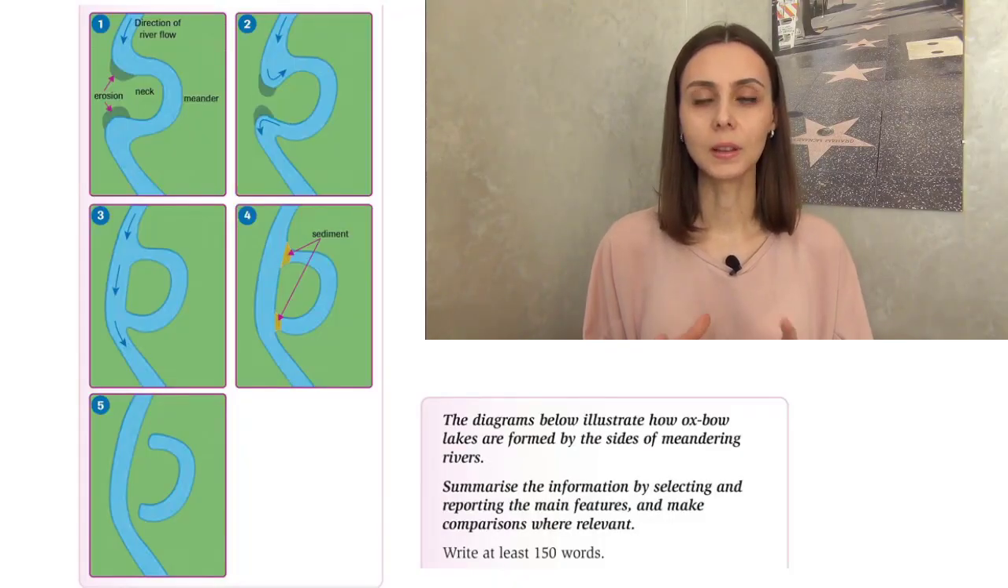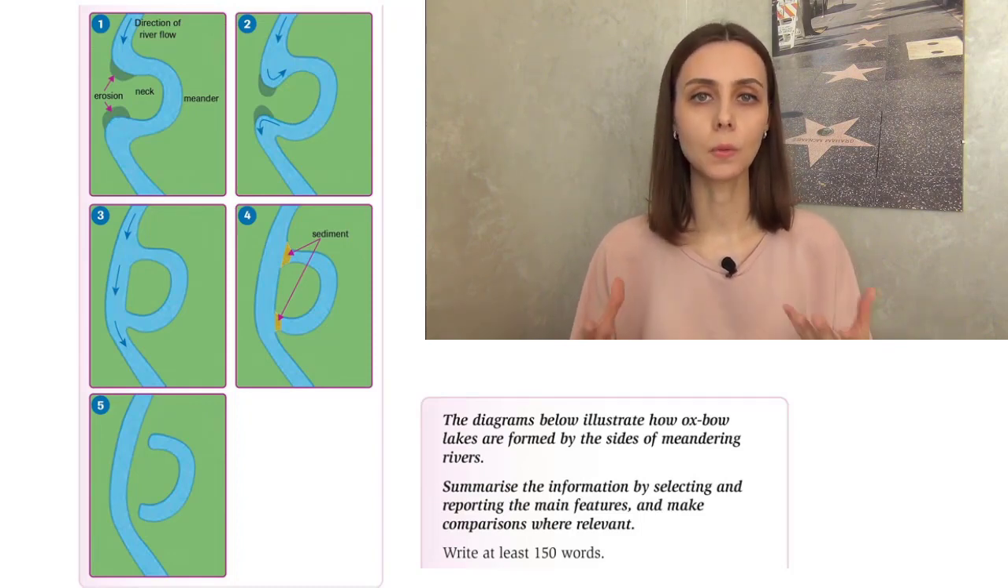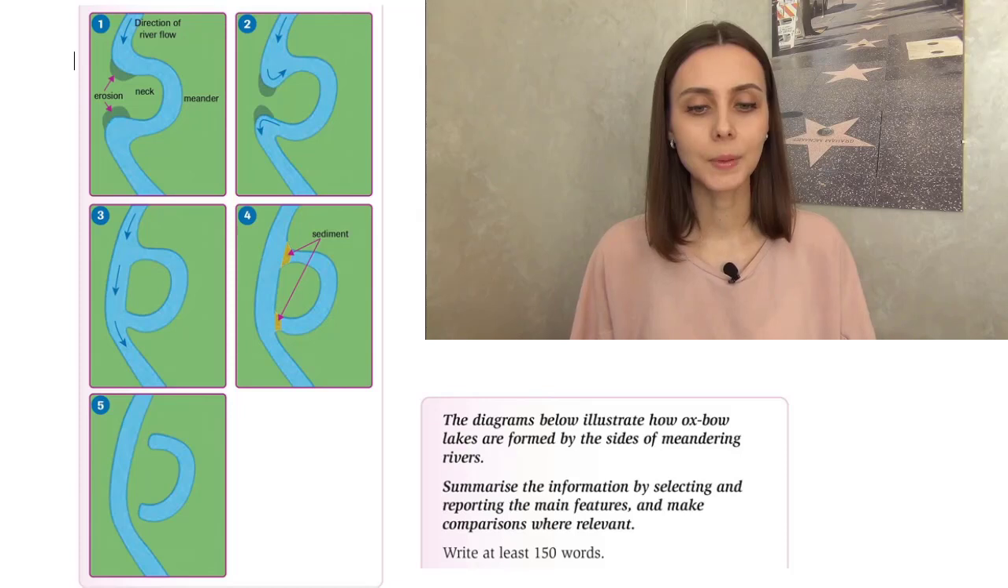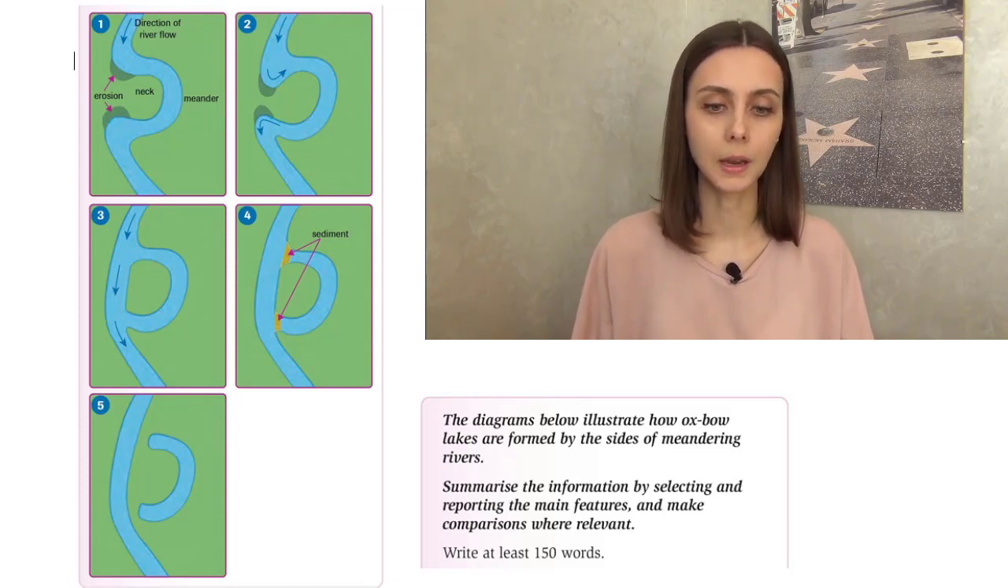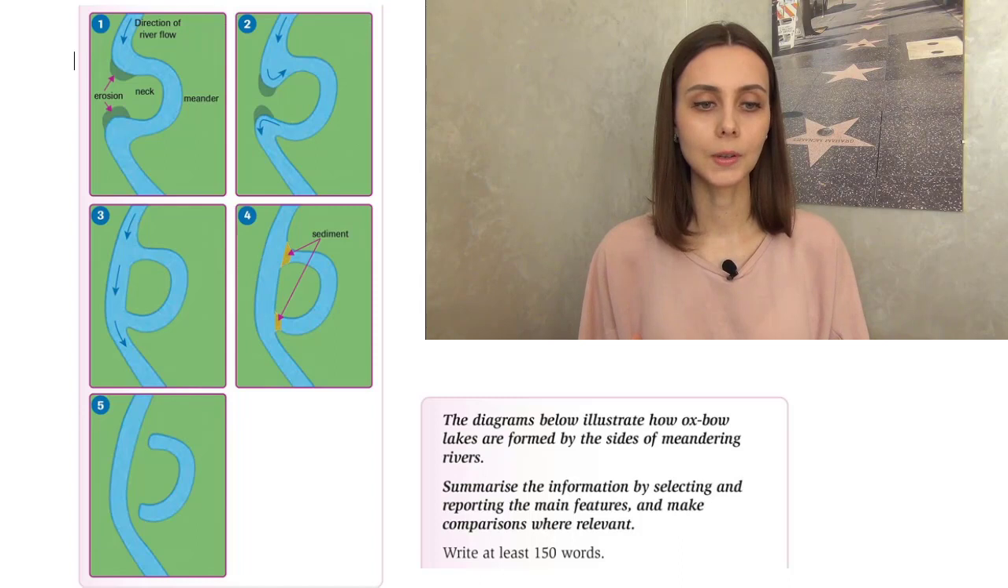Alright guys, so let's forget about participle clauses for a moment and let's take a look at writing task number 1 where you are to describe a natural process. So here we have a task. The diagrams below illustrate how oxbow lakes are formed by the sides of meandering rivers. So you can see here the diagrams. There are 5 different pictures and they actually represent the process.